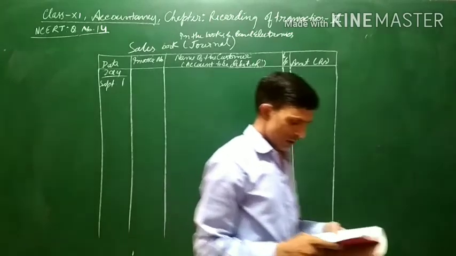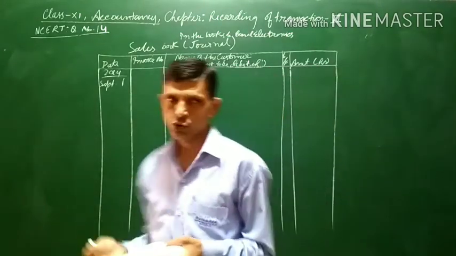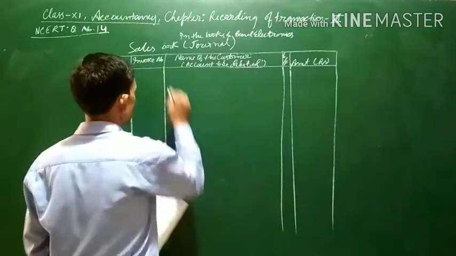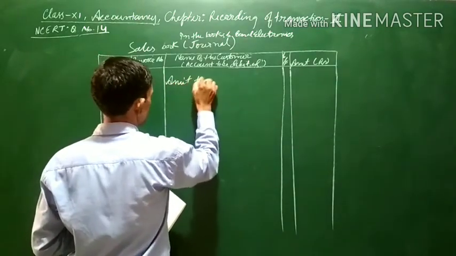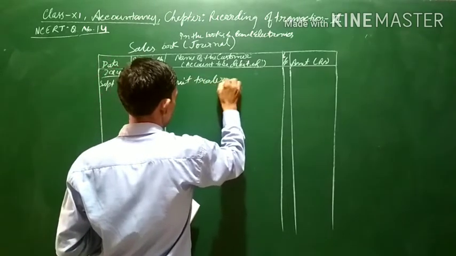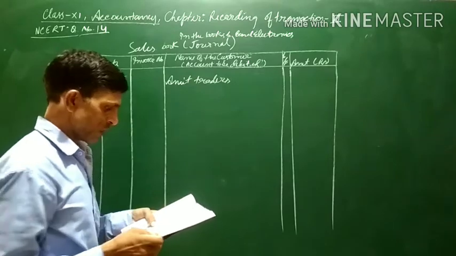Now, here the goods are sold to Amit Traders. The name of the customer, Amit Traders, will be written here. The invoice number is also given, 4321.